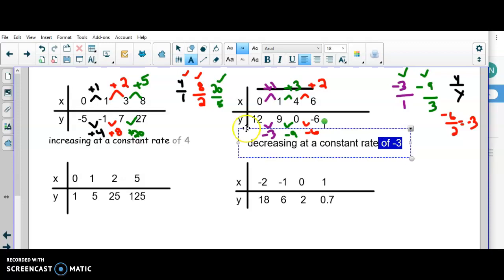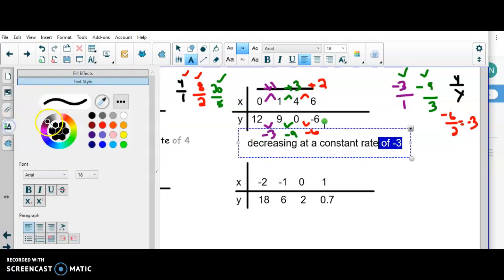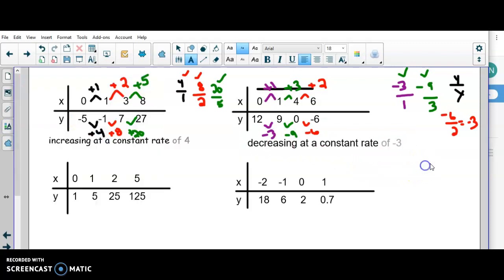And the rate's not important. I'm putting the rate on there, but I'm going to ghost it out, okay, because it's Halloween time. Decreasing at a constant rate, that's enough.